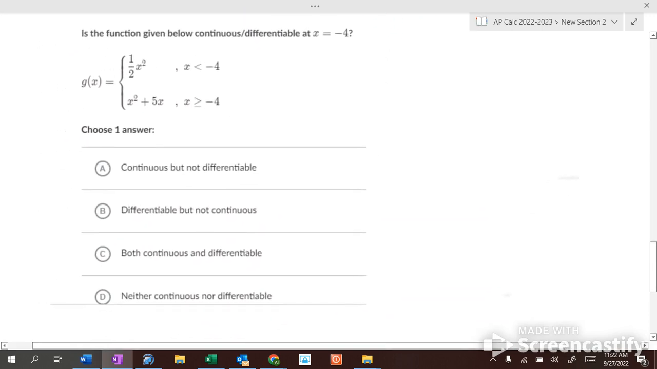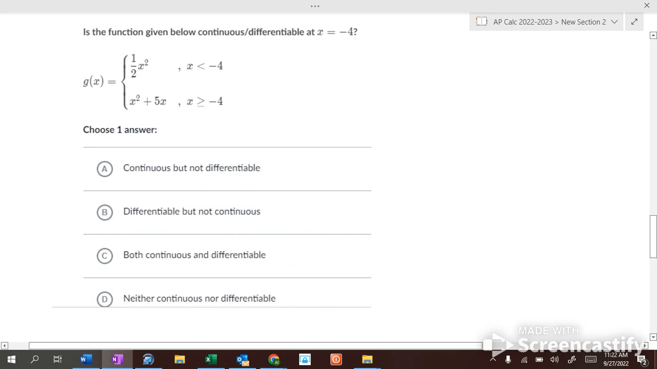Now, the only hard thing today is these. Is the function continuous and differentiable at negative 4? Now, there's always going to be four answers, and there's one you can eliminate right off the bat every single time. What can you eliminate? Differentiable and not continuous, because there is no such thing as differentiable and not continuous. So you're left with three choices.